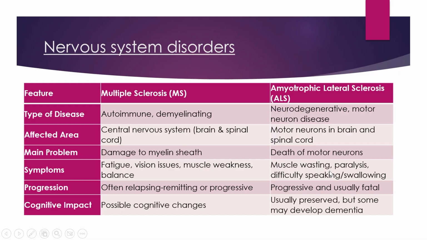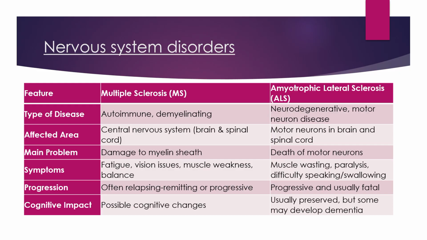Nervous system disorders. So multiple sclerosis is an autoimmune demyelinating disease. It affects the central nervous system, brain, and spinal cord. It causes damage to the myelin sheath. Symptoms are fatigue, vision issues, muscle weakness, balance. Progression is often relapsing, remitting, or progressive, and it can cause possible cognitive changes.